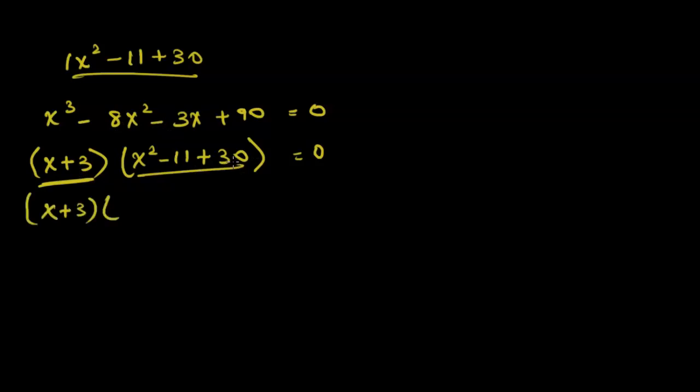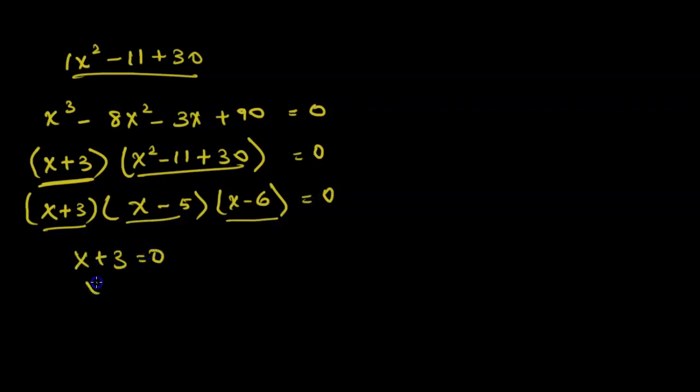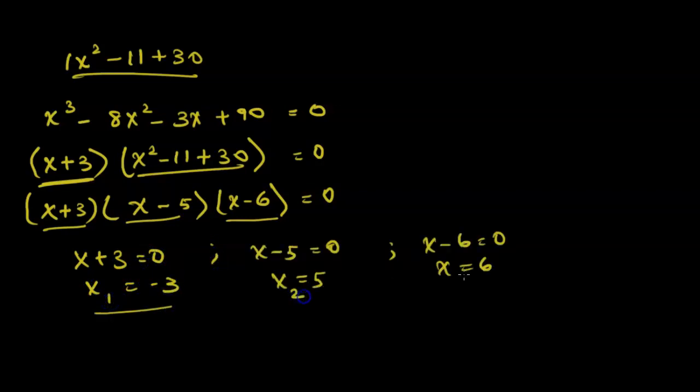We know this is 30. Product is 30, sum is negative 11. Negative 5 and negative 6 would be the factors. So x minus 5, x minus 6 is equal to 0. Now we've got the three factors. All we have to do is just put these three factors equal to 0 and solve for x. So we got x1 value, x2 value, and x3 value. 3 x values for a cubic function, and this is the answer for the solution of this cubic function.